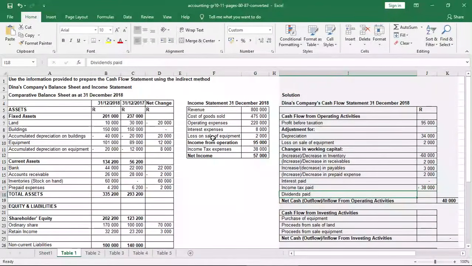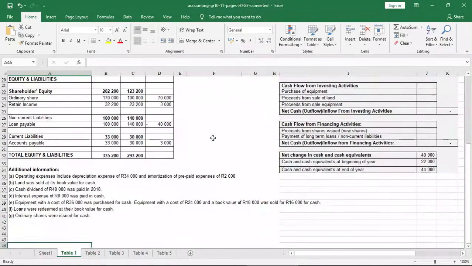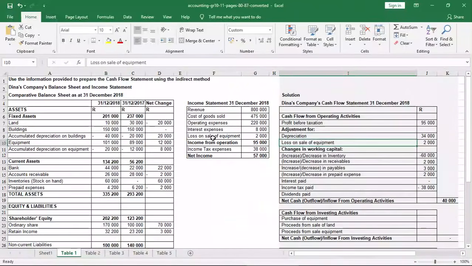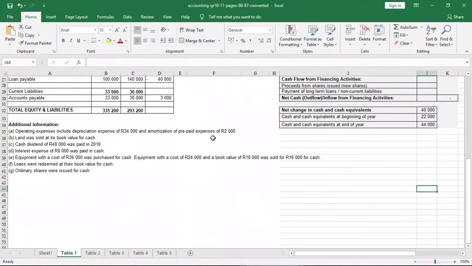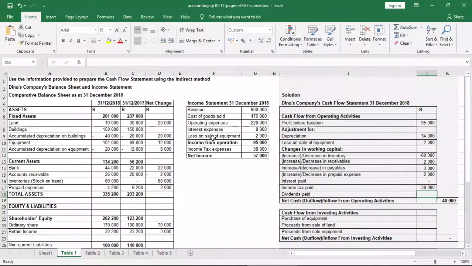Dividends paid. So let's look at dividends. If we paid any dividend, I think I saw it in the additional information. Cash dividend of 48,000 was paid in 2018. So we paid cash, so we have to put it in as a negative. How much? It was 48,000 rand. So we have 48,000, and there we go. We put it as a negative.